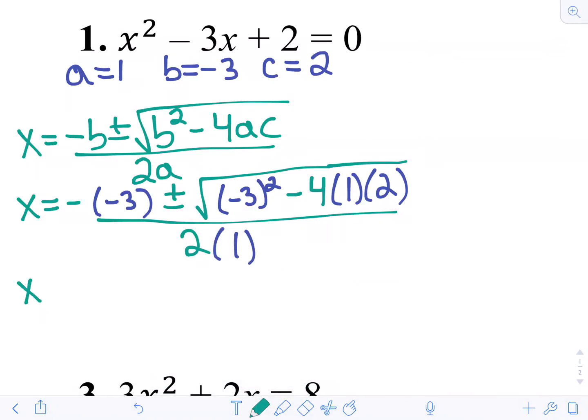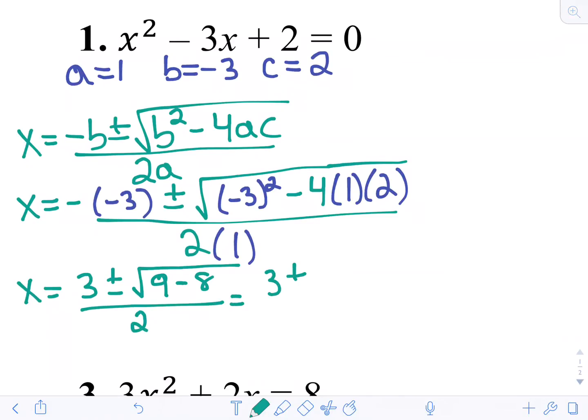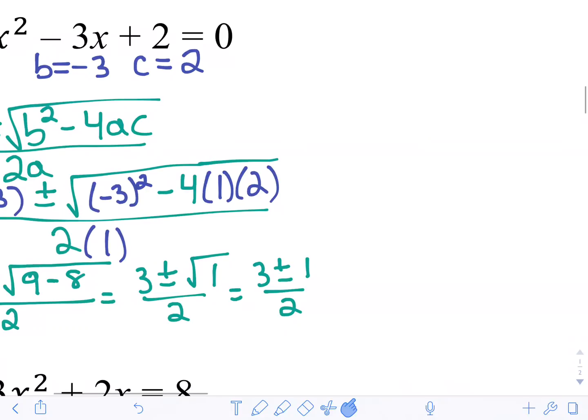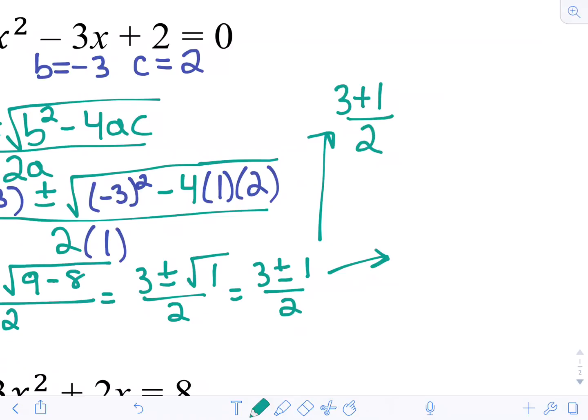Alright, so now we're going to go ahead and simplify the stuff in here. So x is equal to a negative and a negative make a positive 3, plus or minus square root. -3 squared is 9, minus 4 times 1 times 2, which is 8, all over 2 times 1, which is 2. So we have 3 plus or minus the square root of 9 minus 8, which is 1, over 2. The square root of 1 is just 1. When you get here, you're going to have to do two separate things. First, you're going to do the plus, so 3 plus 1 over 2. And the second, you're going to do the subtraction, so 3 minus 1 over 2.